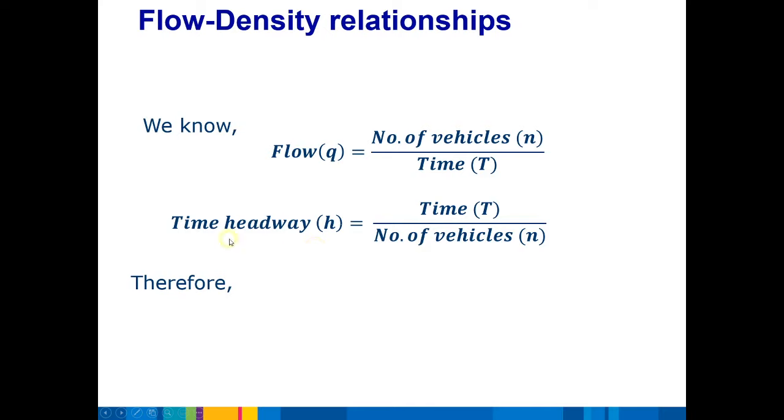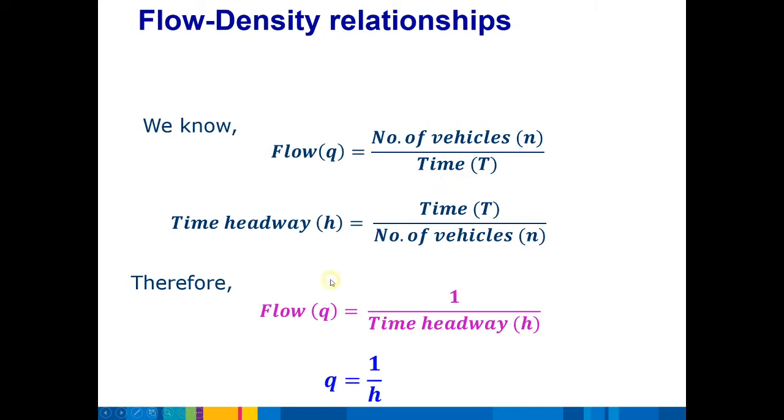So we can start to define a few relationships. I'm not going to go too heavy into the math on this, I don't want to make it too complicated, but there are some simple relationships that we can infer quite easily. If flow is the number of vehicles per unit time, and time headway is time divided by number of vehicles, we can say that flow is 1 over time headway. So if it's 3 seconds between vehicles, then we know we must have 1,200 vehicles an hour, if you do the math on that.